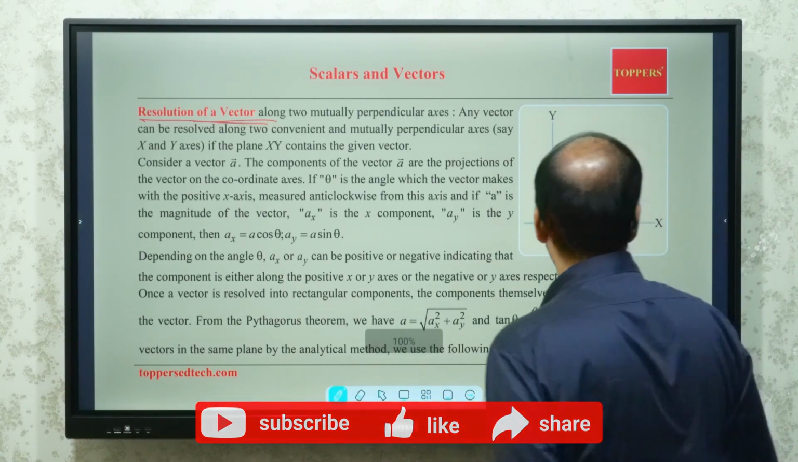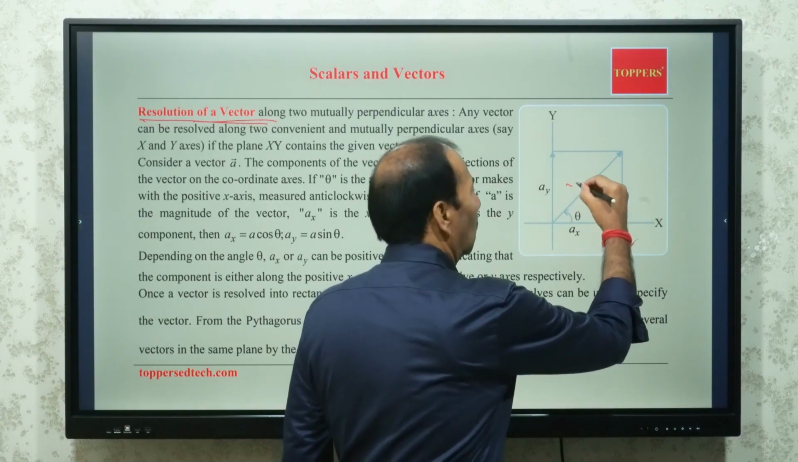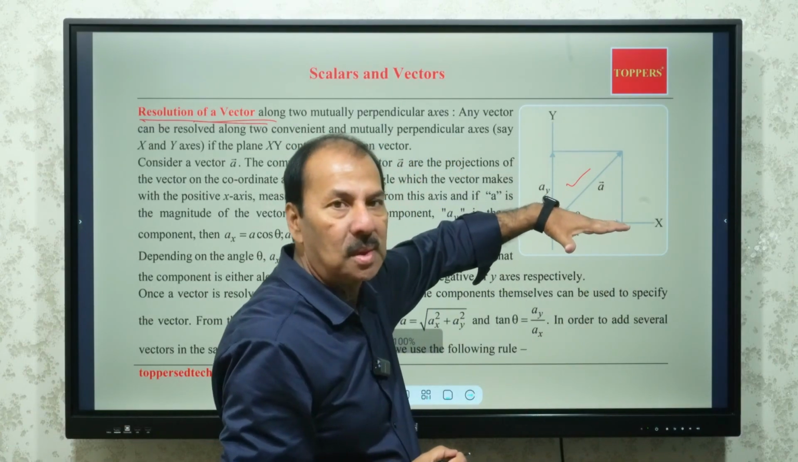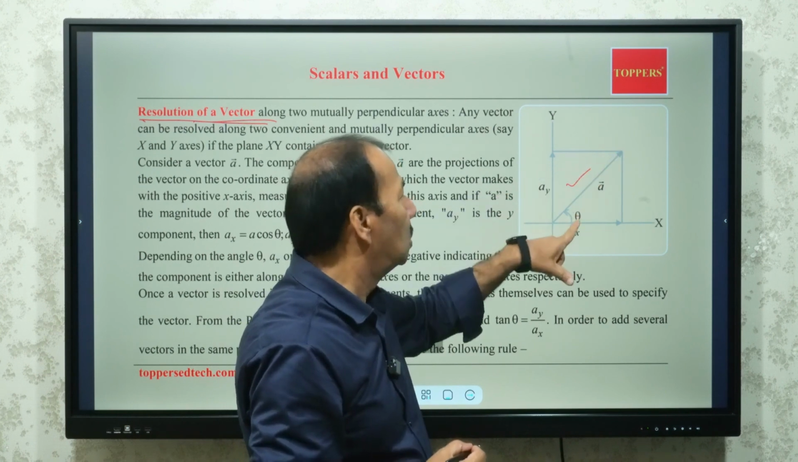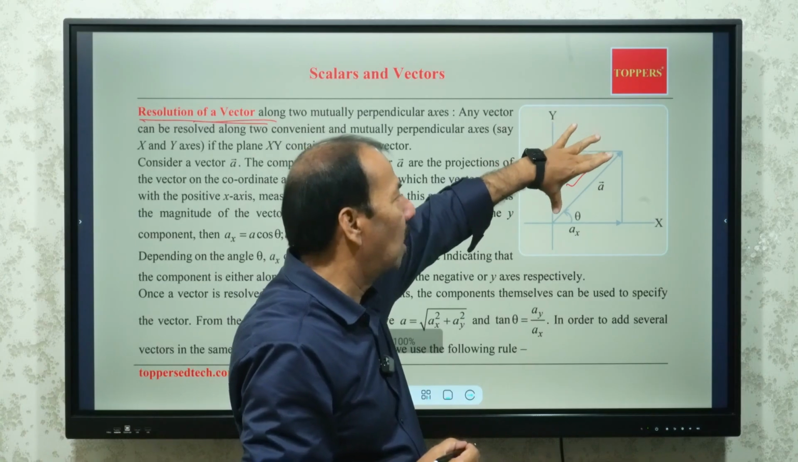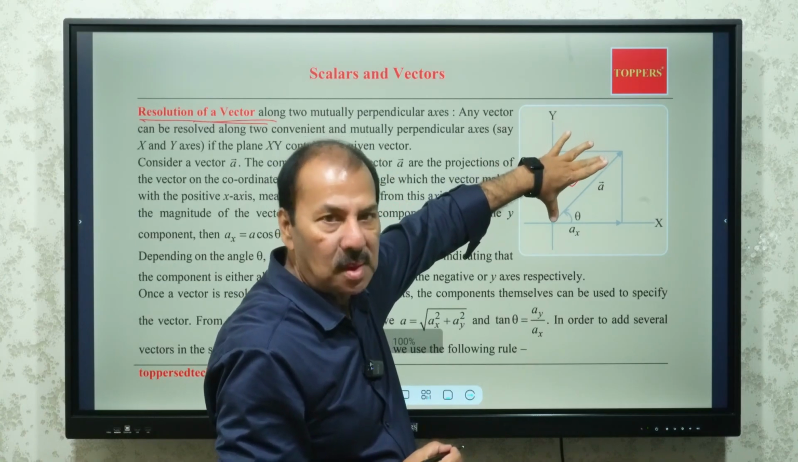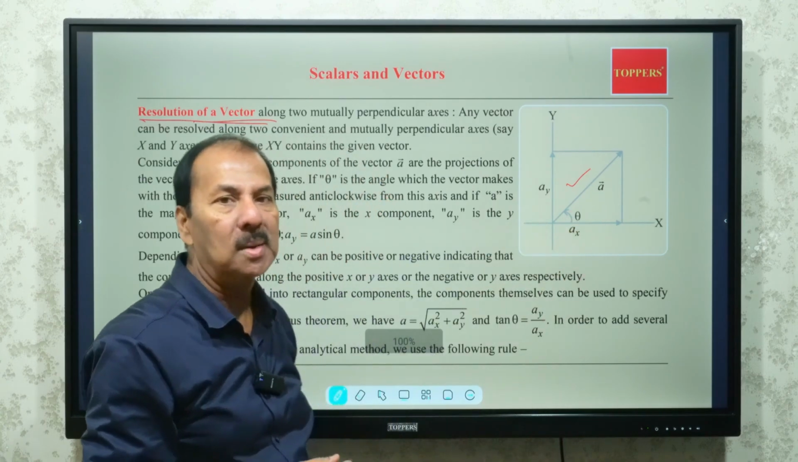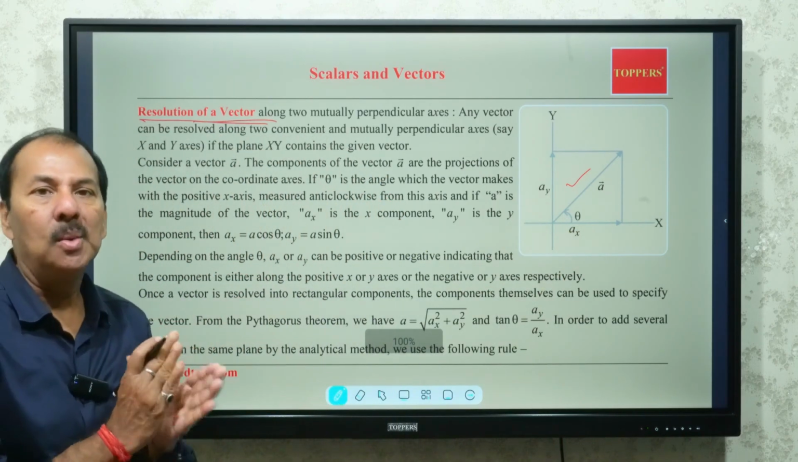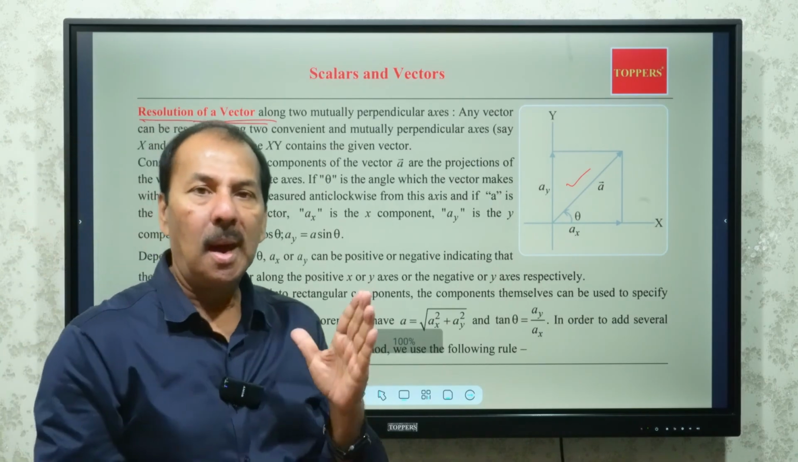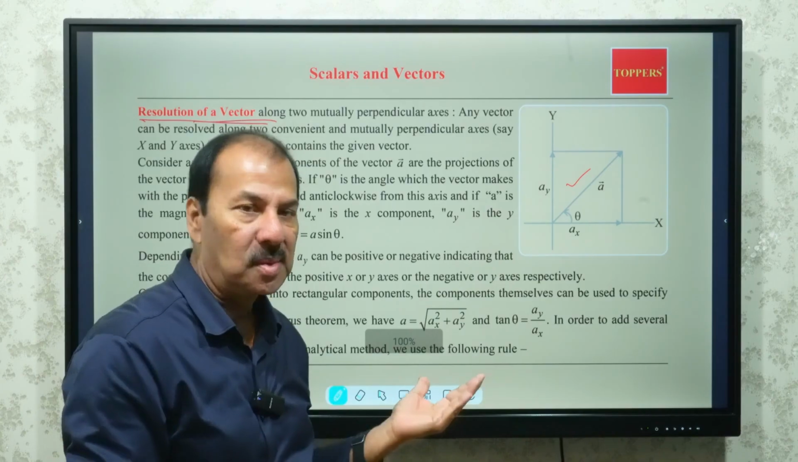So suppose we have this vector A, and A is making some angle theta with the x-axis. So the direction of A is theta with respect to the positive x-axis. Now this vector A has some magnitude, it has this direction, and that direction is theta with respect to the positive x-axis. So it will have its magnitude along the x-axis as well as its magnitude along the y-axis.